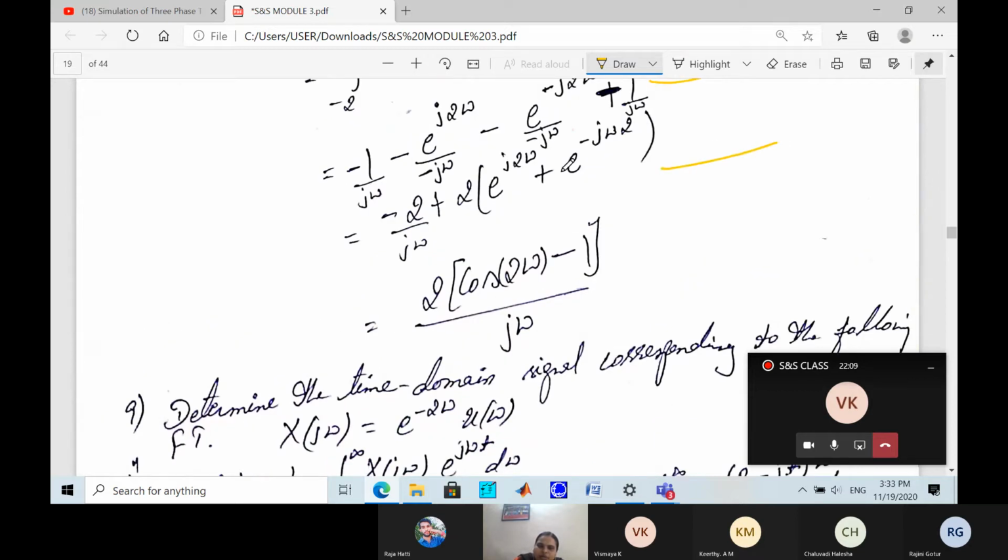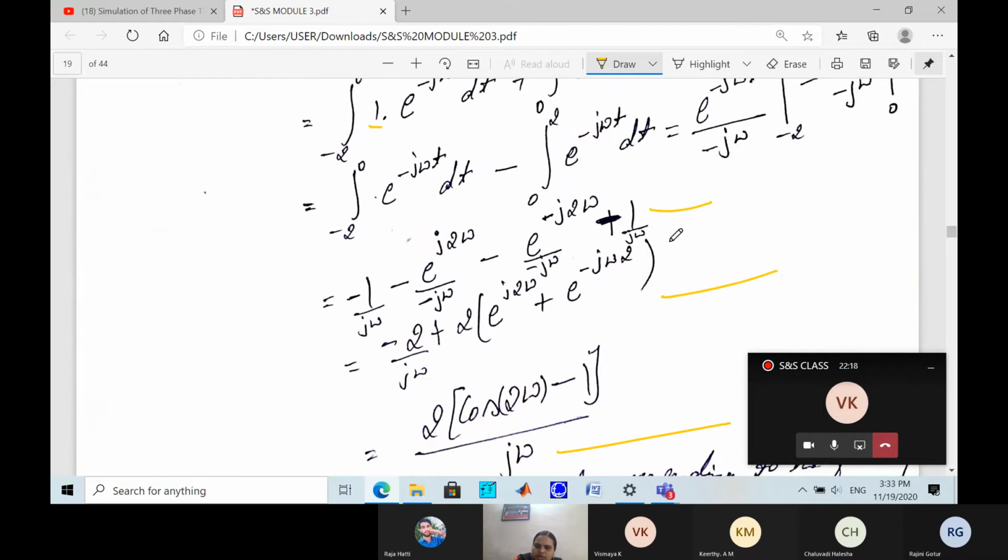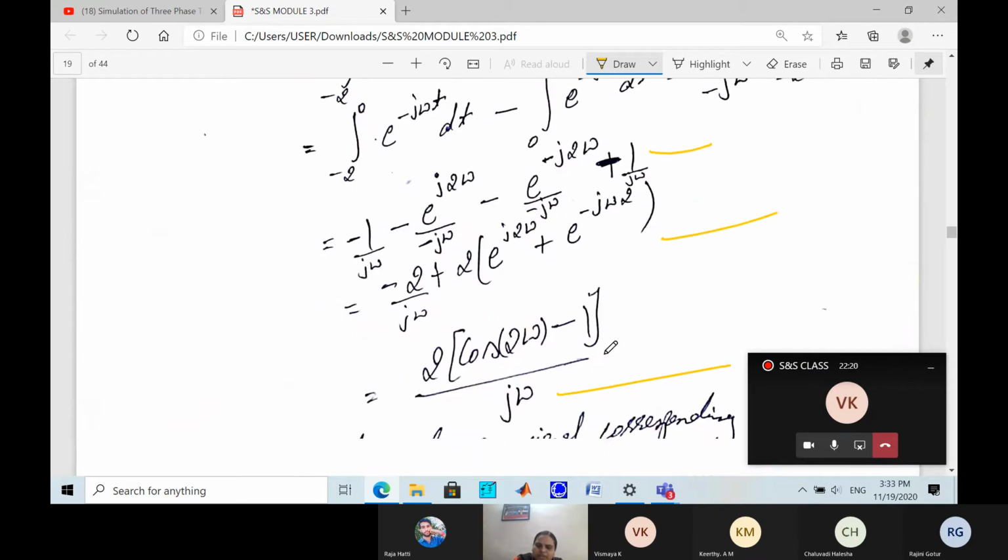A small change you can make here, then you will be getting this equation. I hope you know how to resolve the equation. From this you can go on resolving, and you will be getting this equation.